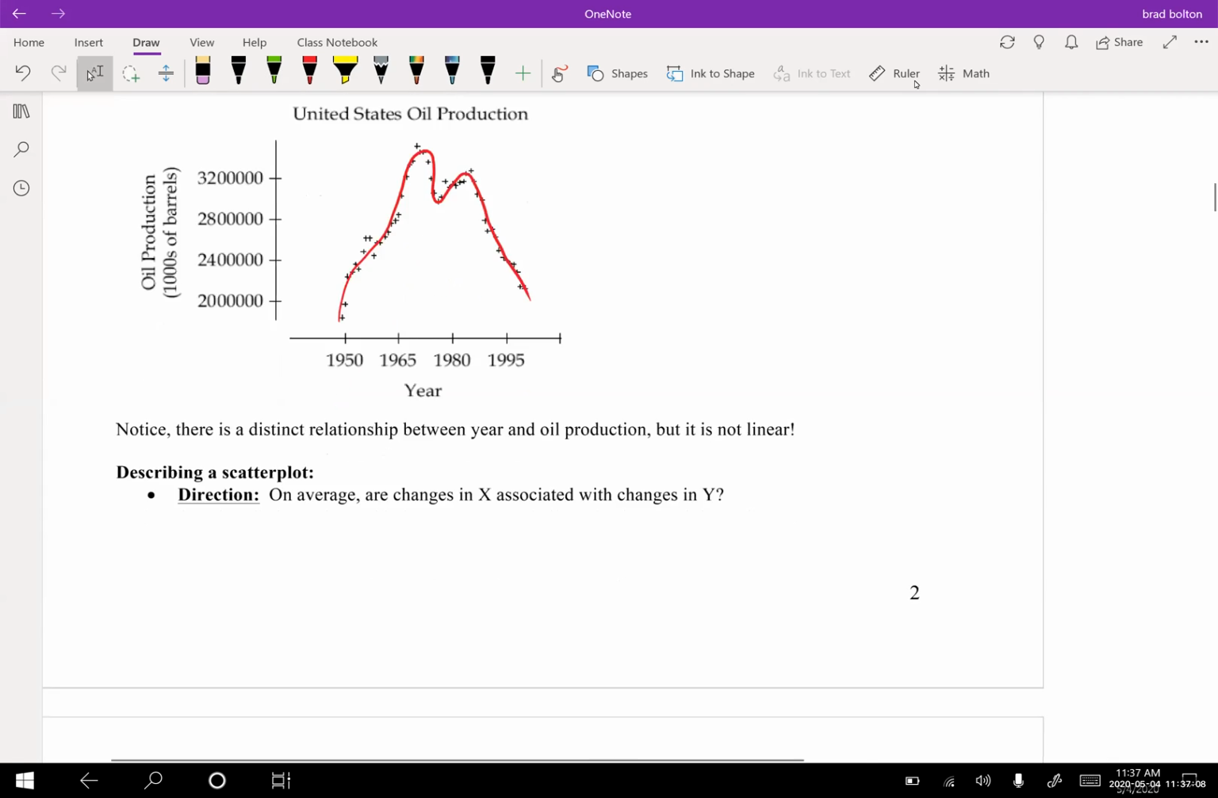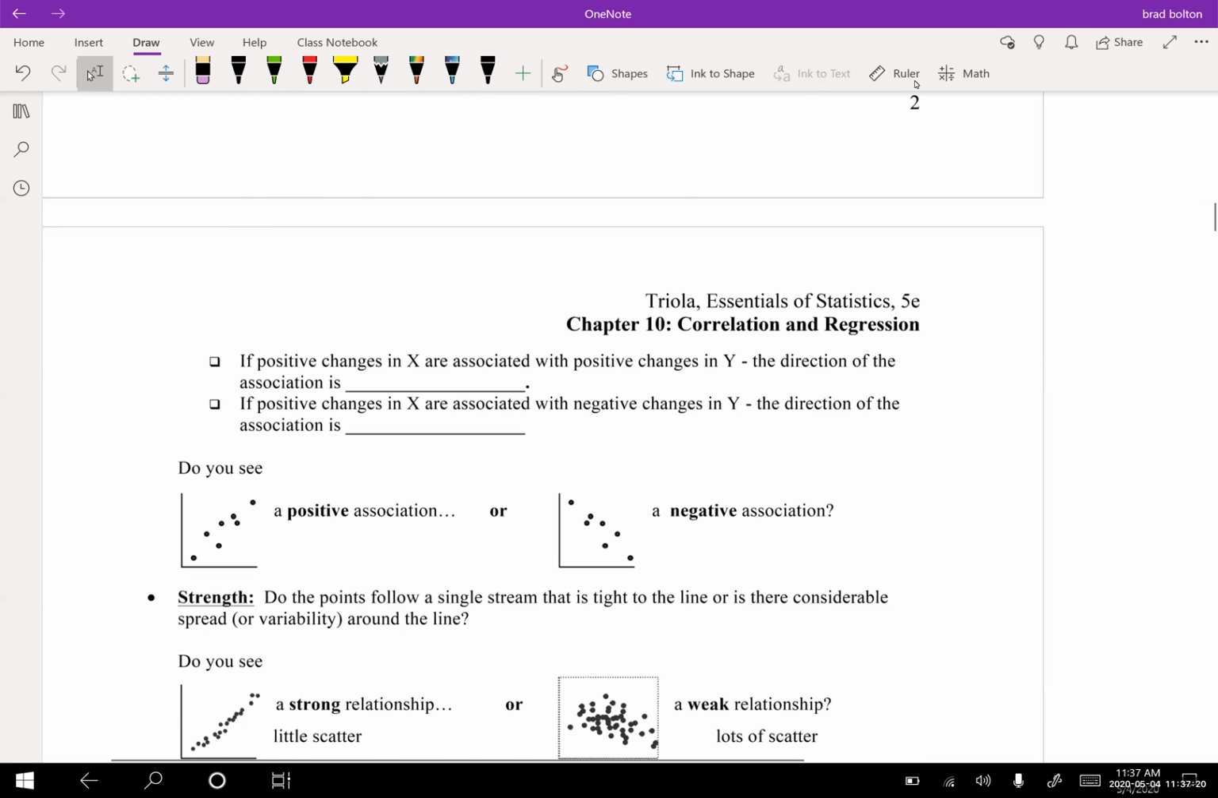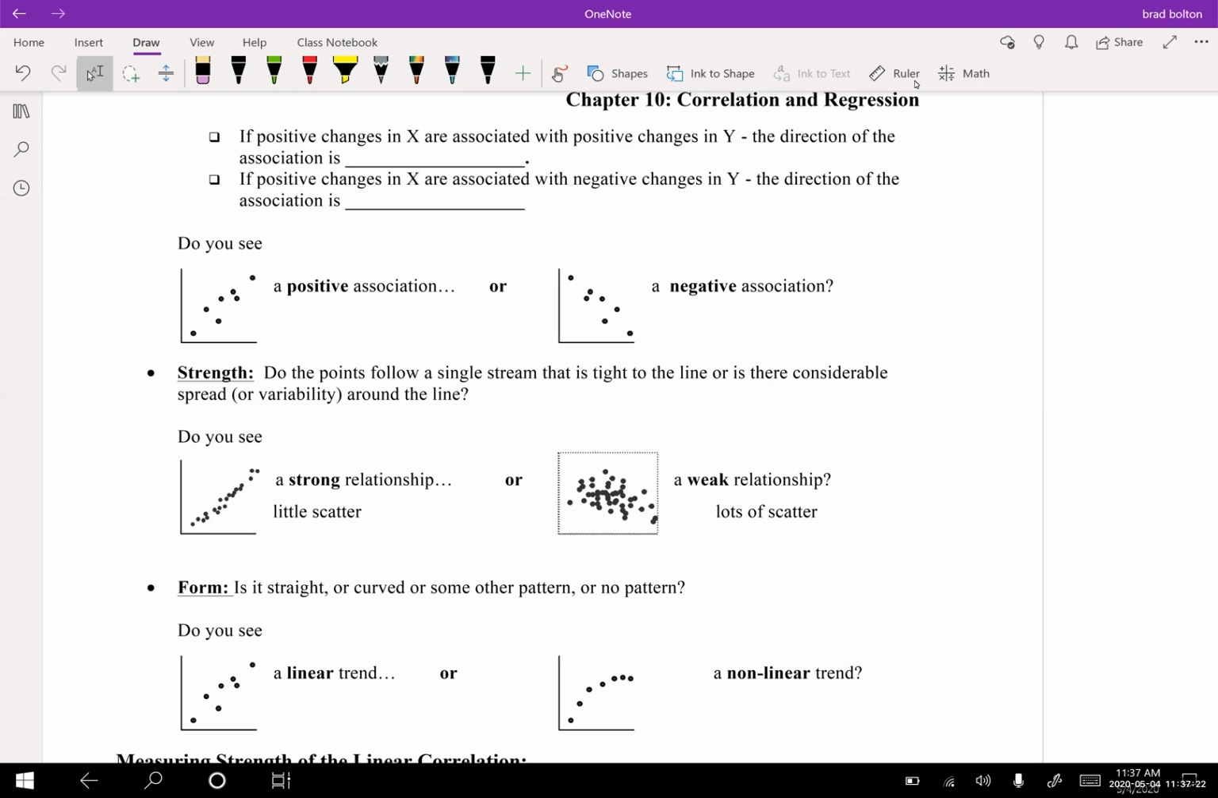So there is a relationship, but it is definitely not linear. So there are correlations that don't have to be linear correlations. Sometimes they're just correlations. Okay, so this is just kind of some background.